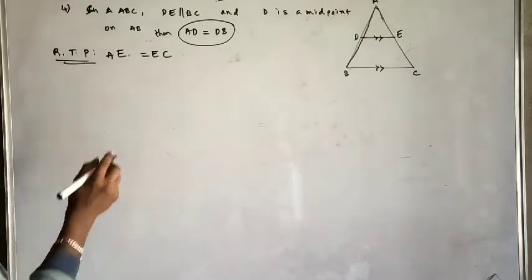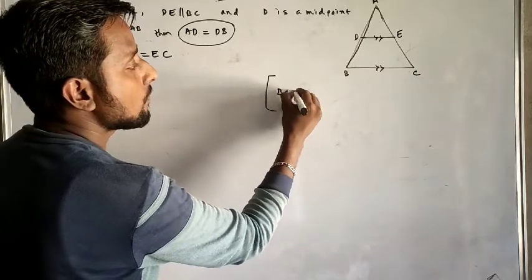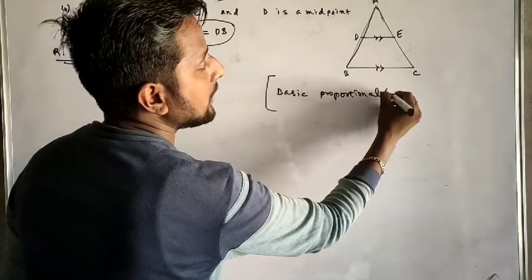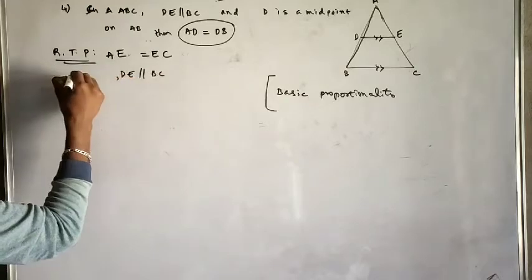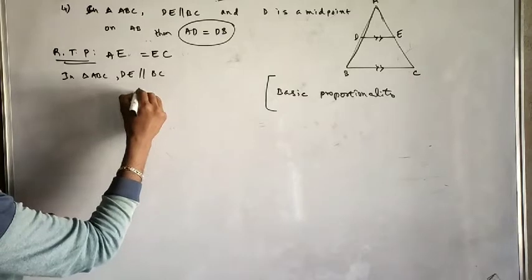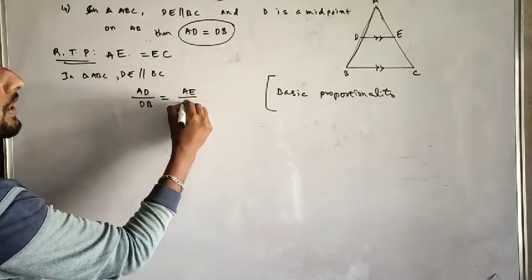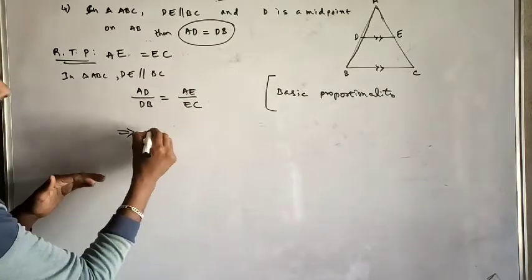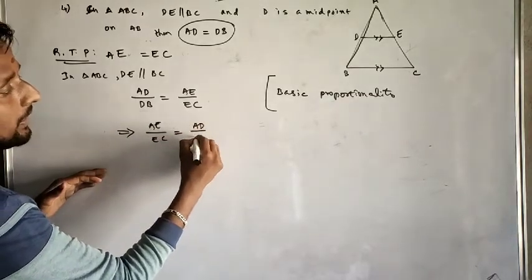So from the basic proportionality theorem, what will we write? Here DE is parallel to BC in triangle ABC, correct? So from that we'll write AD by DB is equal to AE by EC. Just to exchange it, write the LHS part as RHS and RHS as LHS. Then we'll write AE by EC is equal to AD by DB.